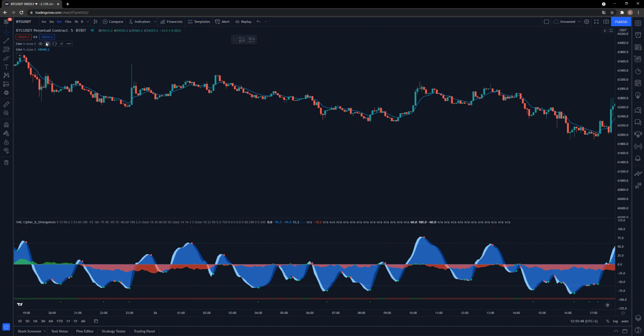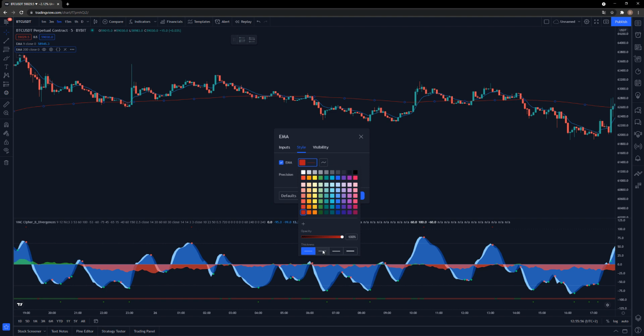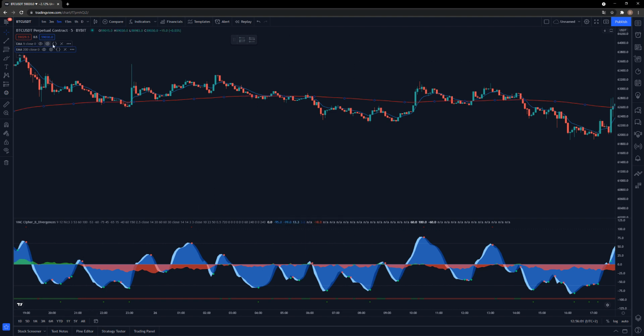Let's change the EMA to a 50 and a 200 one. So change the settings, length 200. I always make the 200 red and a bit thicker, like we like it. And the other one, we are gonna make a 50. Blue is fine, but a bit thicker is more clear.